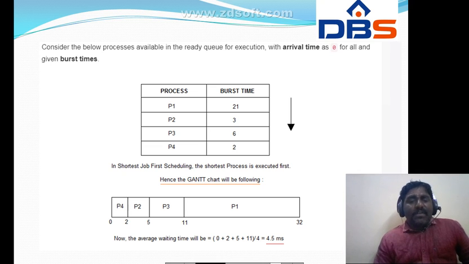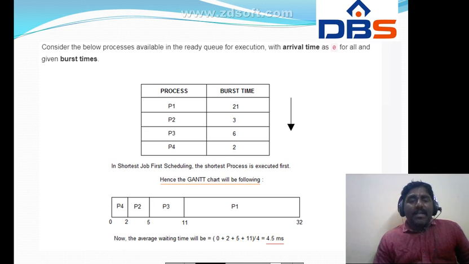Here what will happen? It is the same as the FCFS example: processes P1, P2, P3, P4, with burst times 21, 3, 6 and 2. First, what is the least burst time among the 4 processes? 2. So first the P4 process is executed. P4 requires 2 milliseconds. Then the next one is P2, the time is 3. That is 2 plus 3, 5.